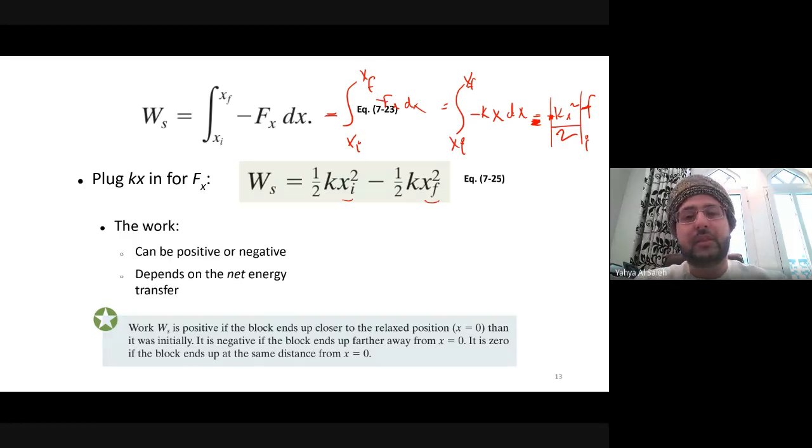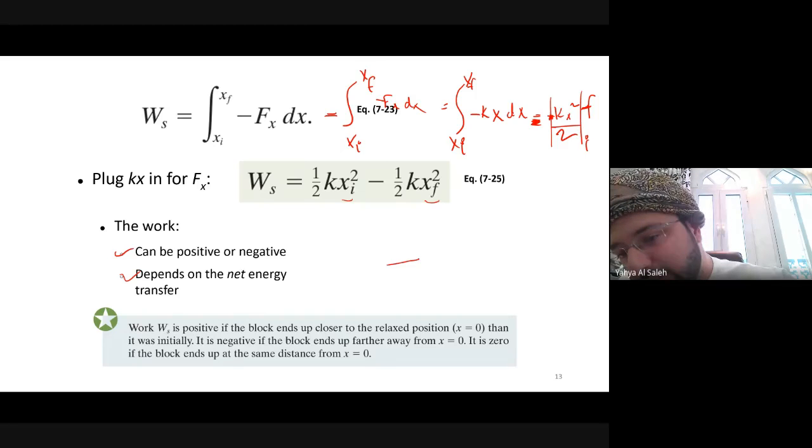So this work can be positive or negative, and that depends on the net energy transfer. Okay? The general rule is the work is positive if the block ends up closer to the relaxed position than it was initially. It is negative if the block ends up further away from x equals 0. It's 0 if it ends up at the same distance from x equals 0.